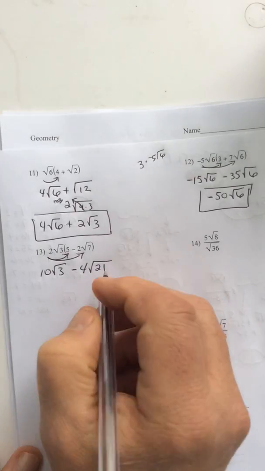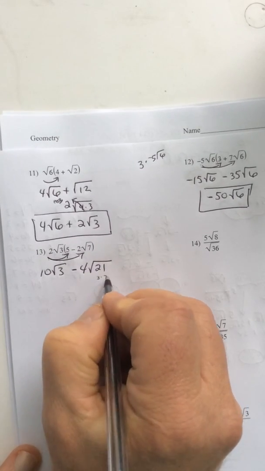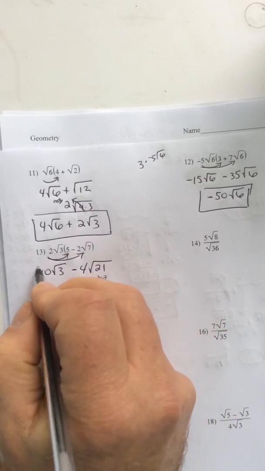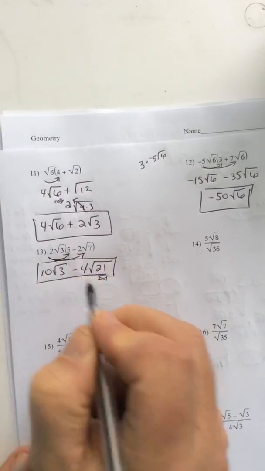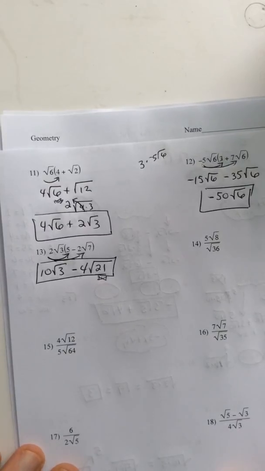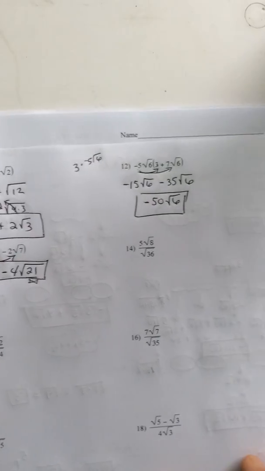Now 21 could be a 3 times 7, but neither one of those are perfect squares, so we don't go any further. That's actually it. 10 square roots of 3 minus 4 square roots of 21 doesn't go together any further. Okay, so that's how we multiply. The real numbers multiply and the square roots multiply, then you fix it.